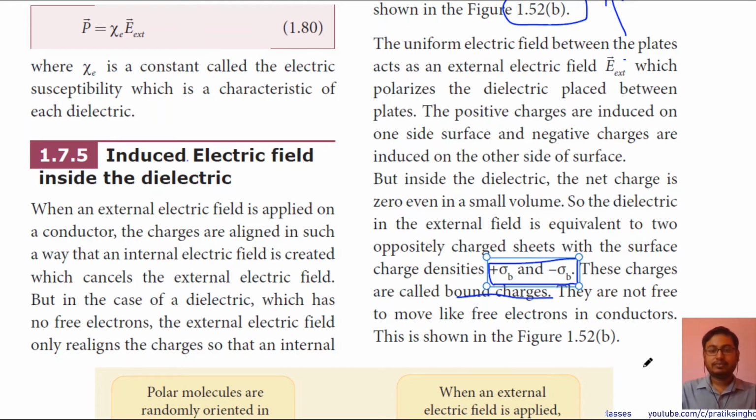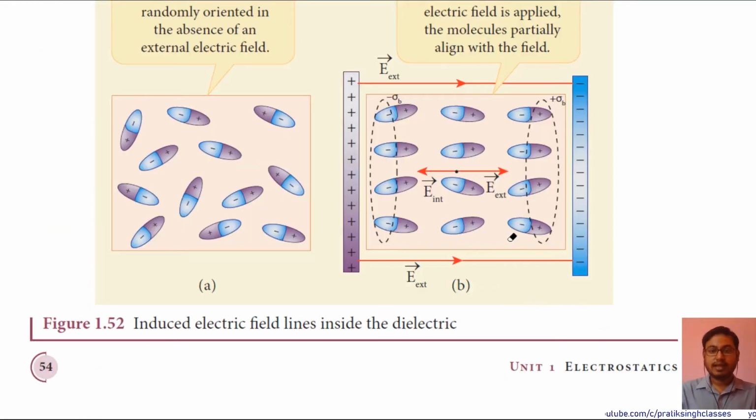Let us come once again to figure 1.52b. As you can see from this figure, because of this positively charged and negatively charged plate, an external electric field is applied, and because of that external electric field, the charges inside the dielectric are realigned in a particular direction, from left to right, from the positive plate to the negative plate, but they cannot move away from their position.